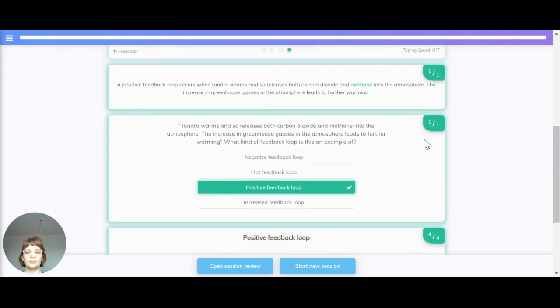Let's quickly recap those. A positive feedback loop occurs when tundra warms and so releases both carbon dioxide and methane into the atmosphere. The increase in greenhouse gases in the atmosphere leads to further warming.